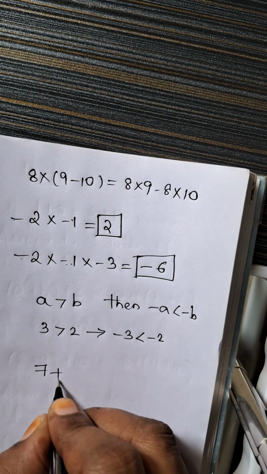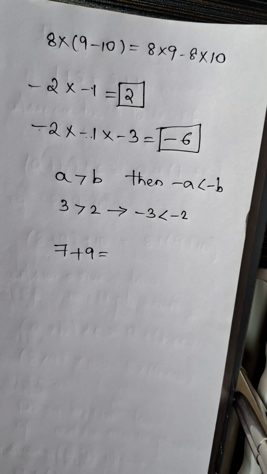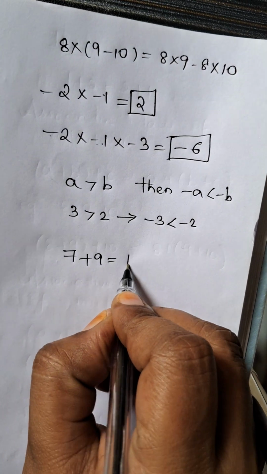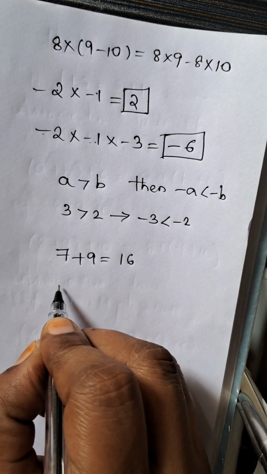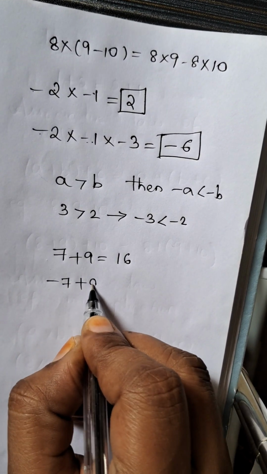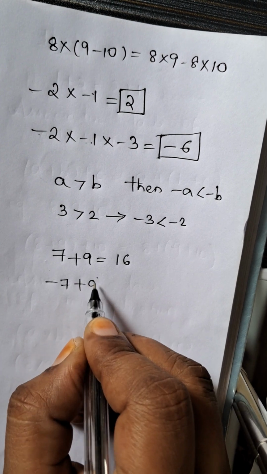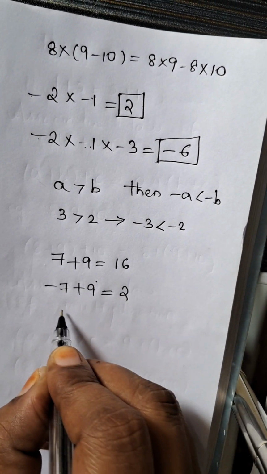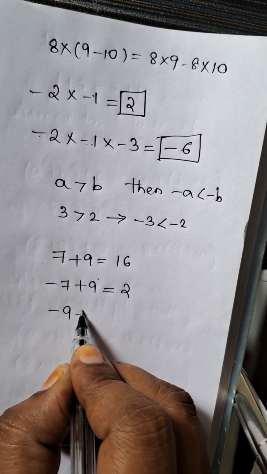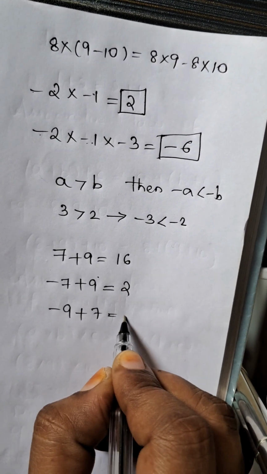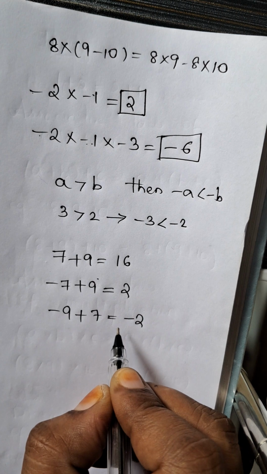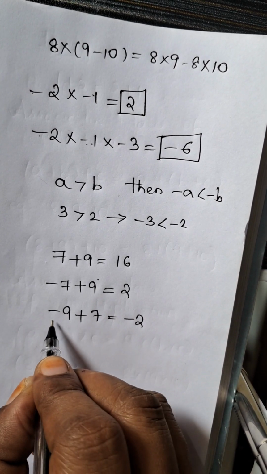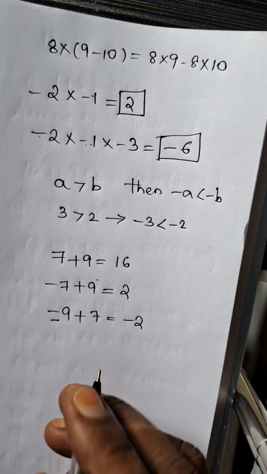Suppose 7 plus 9 is equal to 16. For two integers of opposite signs, suppose minus 7 plus 9 is there. We look at the sign of the highest number, and that sign we have to take. So 9 minus 7, how much? 2. If the number is like this, minus 9 plus 7, your answer will be minus 2. Okay, so to add two integers of opposite sign, subtract them and keep the sign of the greater number.